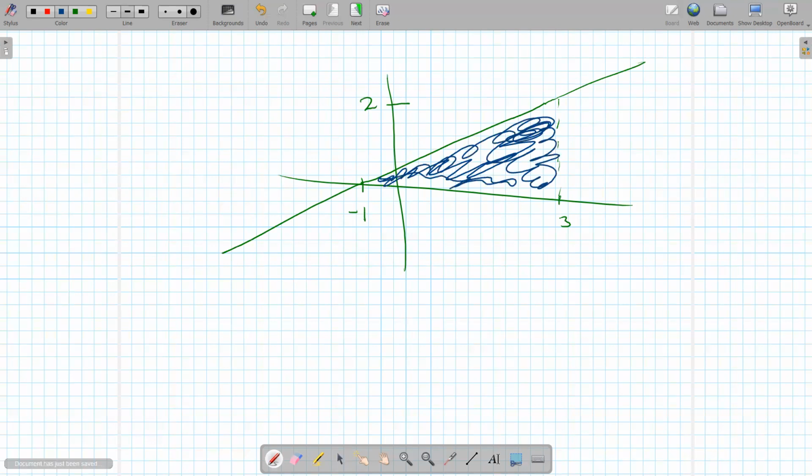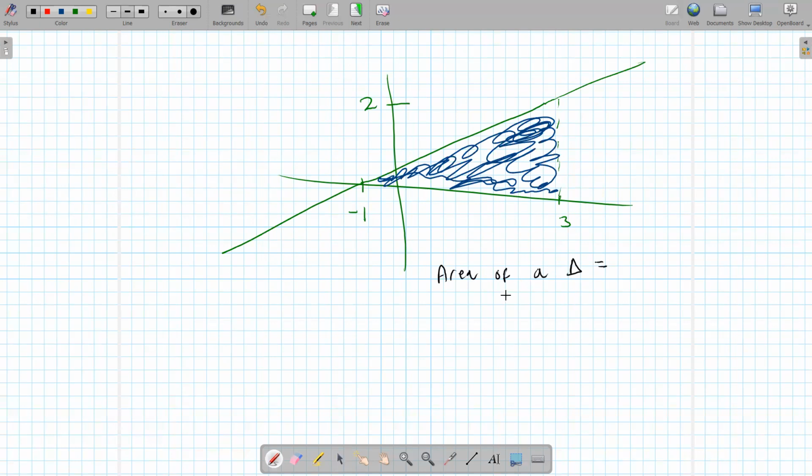What's the area of a triangle? Are you saying something? I can't hear you. You're muted. Oh, it's base times height over 2.